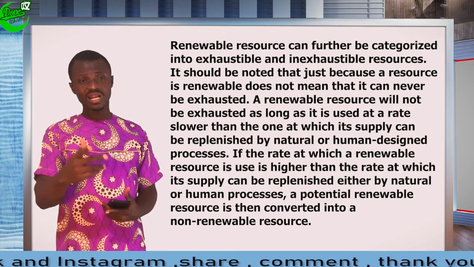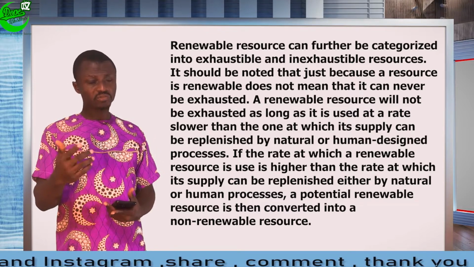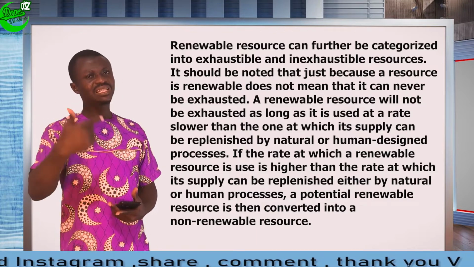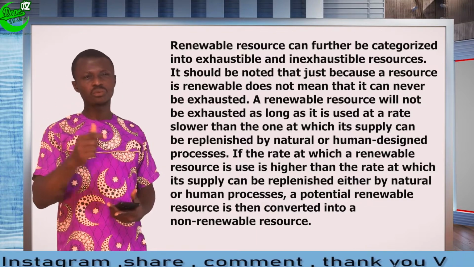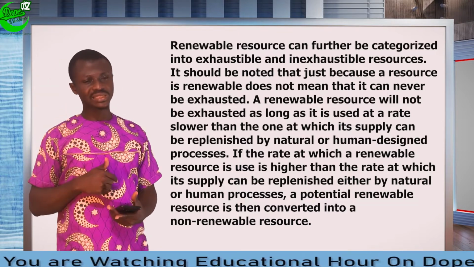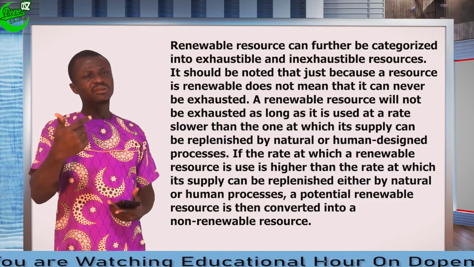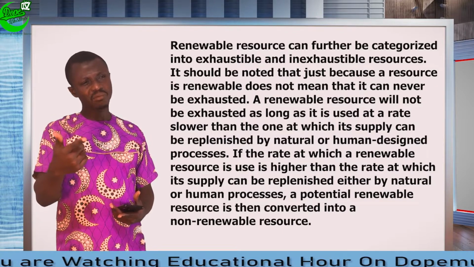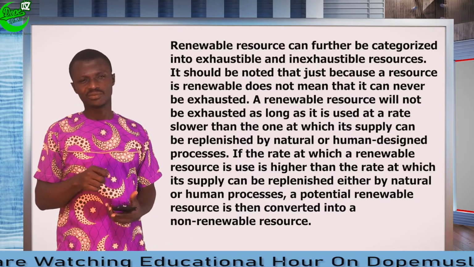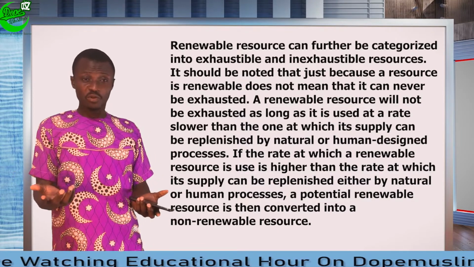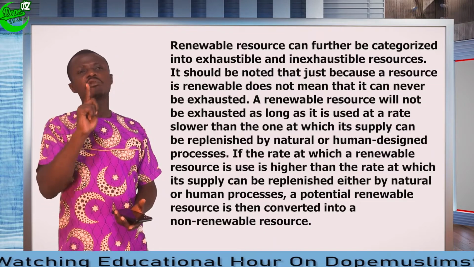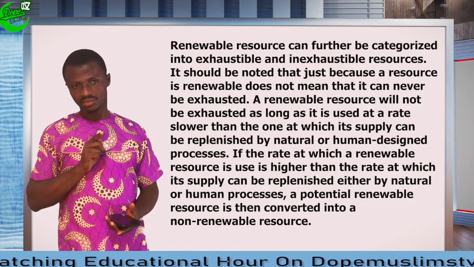Plants and animals, these are renewable resources. But once we keep cutting down these trees for our projects, and we don't plant to replace the ones we are cutting, it means that there will be a time where we are not going to have the trees. But we know it was renewable. How come? It means that a renewable resource can be depleted.